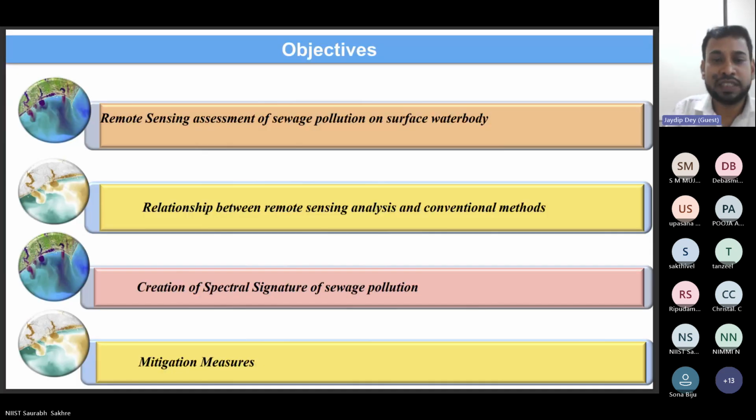So these are my objectives. Remote sensing assessment of sewage pollution in a surface water body, to establish a relationship between remote sensing analysis and conventional methods, creation of spectral signature of sewage pollution, and its mitigation measures. Next.